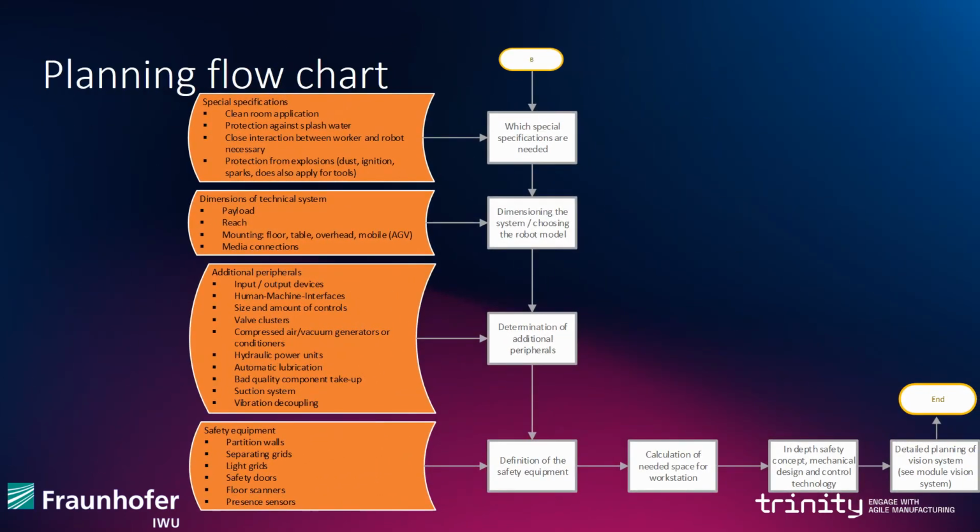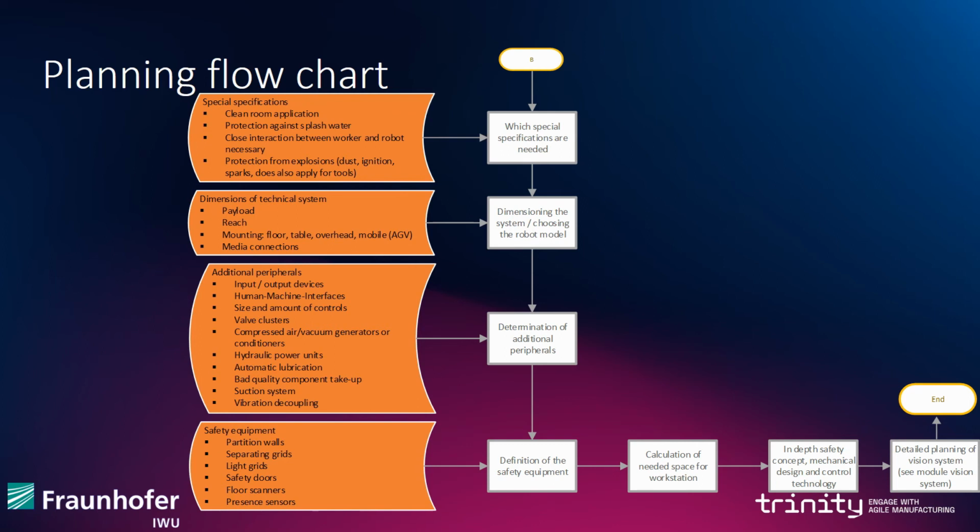This leads us to the last couple of steps of the planning flowchart. At this point, the kind of technical system is selected. Therefore, additional specifications that are necessary have to be considered. Specifications that require additional care could be clean room applications, resistance against splash water, close interaction between human and robot, or even protection from explosions. If any of those categories apply, you must take adequate measures.